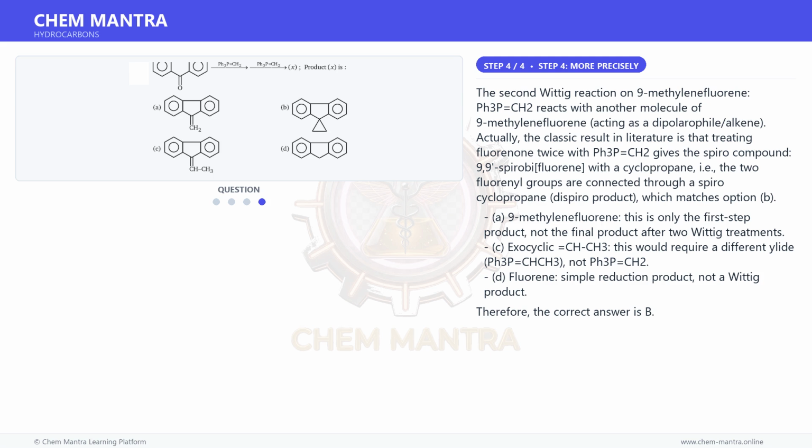A. 9-methylenefluorene, this is only the first-step product, not the final product after two Wittig treatments. C. Exocyclic =CH3. This would require a different ylide, Ph3P=CH3, not Ph3P=CH2. D. Fluorene, a simple reduction product, not a Wittig product.